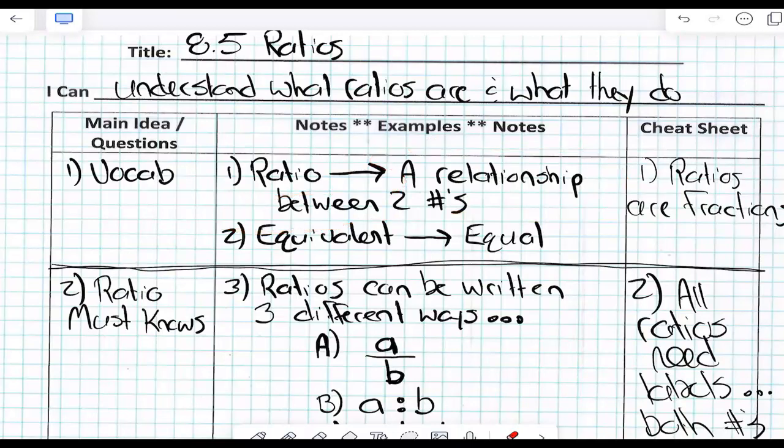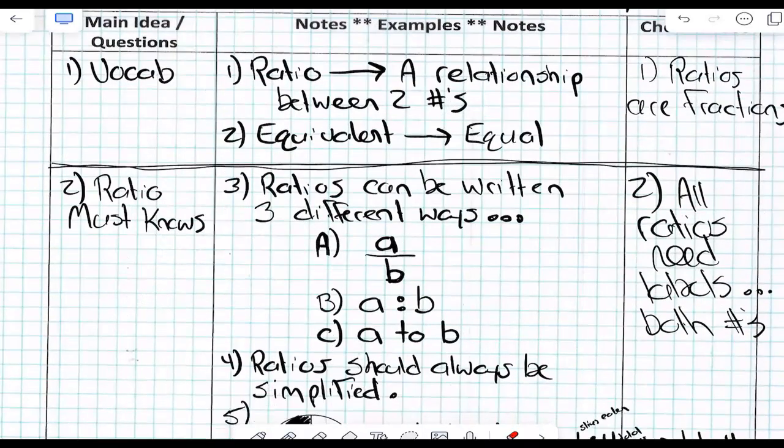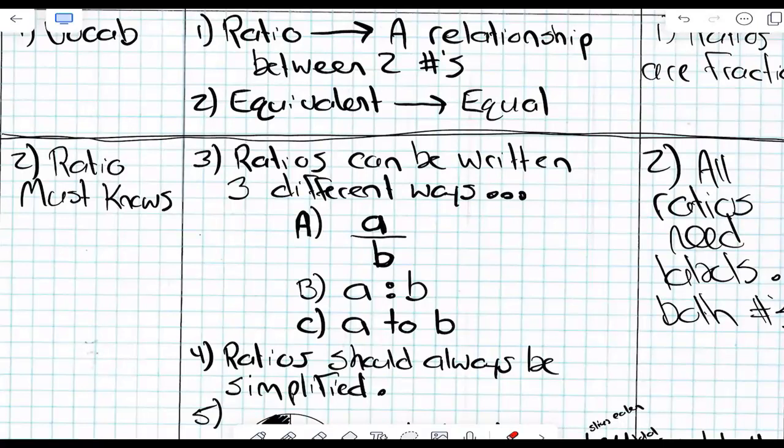So it is two numbers that have something in common, yes? All right. We already know what equivalent means. Ratios can be written three different ways. So we wrote the three different ways that you can use a ratio using variables instead of numbers. Is that cool? You can write a ratio as a what?